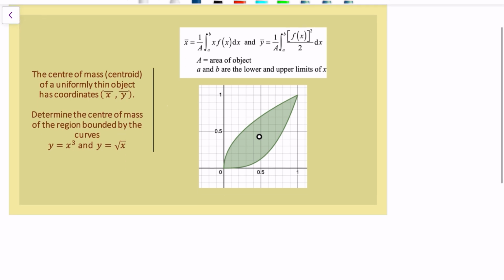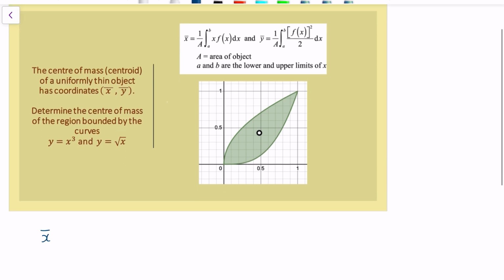So to find the x coordinate, it's pretty straightforward. We've got 1 over the area of the shape, which is a separate integral in itself. We're integrating between 0 and 1, x multiplied by f of x, and like I said, for this one we can actually just write square root x minus x cubed.